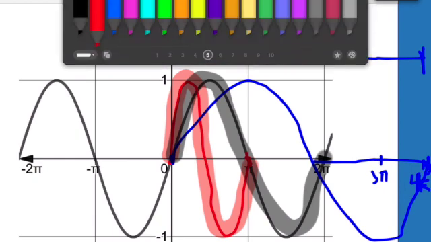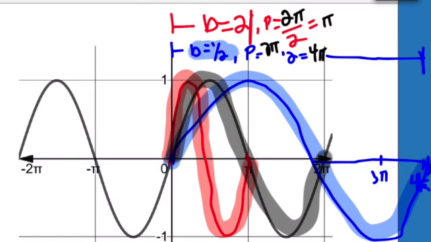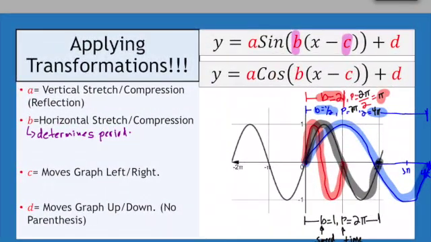And then as we make our number smaller, this is now going to get twice as long. So now we're noticing the smaller the number is, the longer the period is going to be. The bigger the number is, the smaller the period is. So hopefully that kind of helps you out.